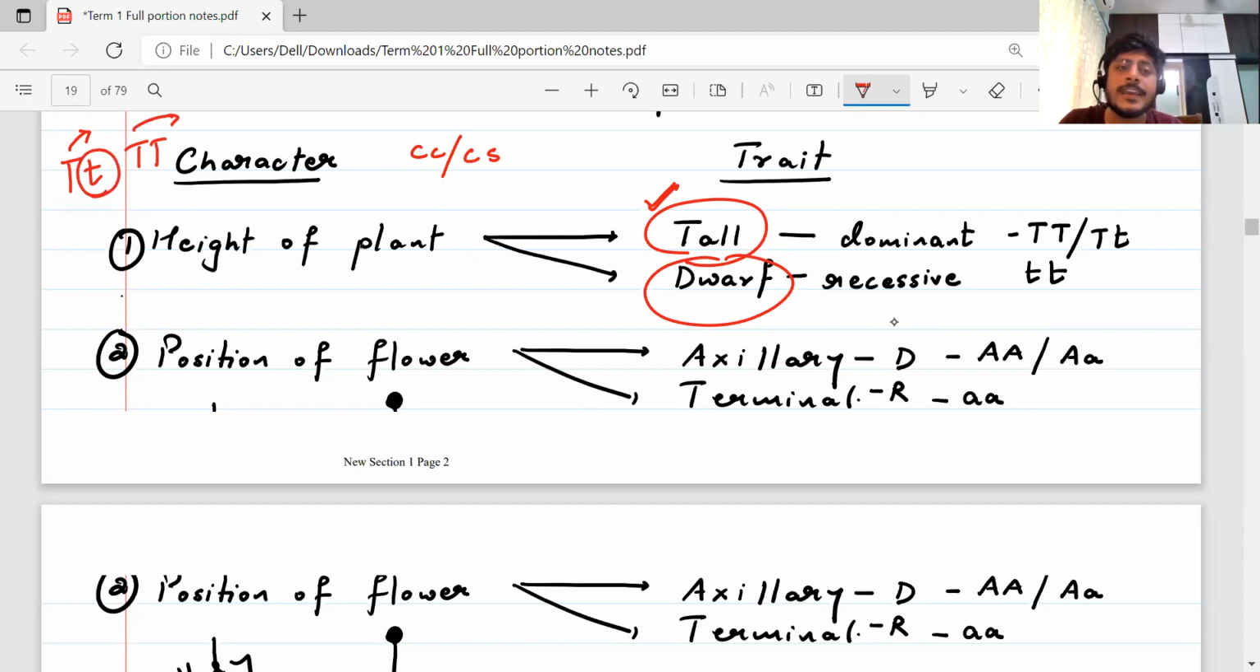But this small t will only express itself in this condition, which means dominant will always express in homozygous as well as heterozygous, but recessive will express only in homozygous. That's the MCQ that we've been seeing during the rounds, that a dominant gene expresses itself in homozygous and heterozygous condition, while a recessive gene only expresses in the homozygous condition.